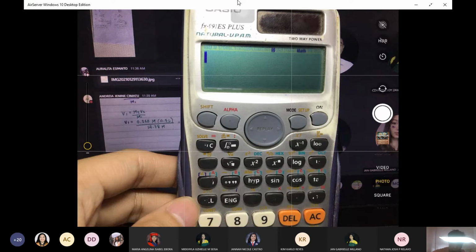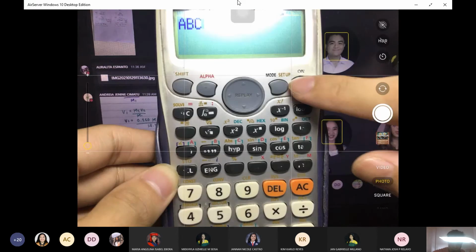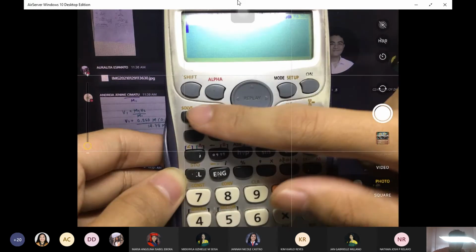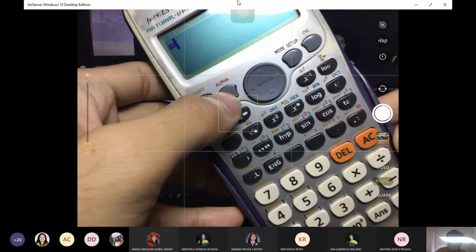Kapag gusto nyo ma-access yung red symbols, you press alpha. Kunwari ito, alpha A, alpha B, alpha C. So if you want to access the red highlights, press alpha. Pag gusto mo naman ma-access yung yellow, you press the shift. Okay, so ito lang muna yung kailangan natin. Equal sign and then alpha x. Okay? So yung equal sign, yun yung pang ratio and proportion natin. Yung x, this will be our unknown.